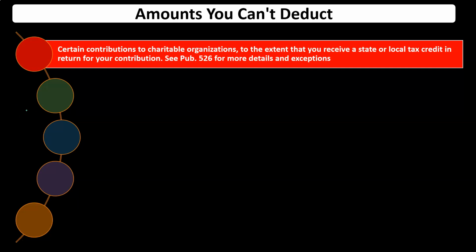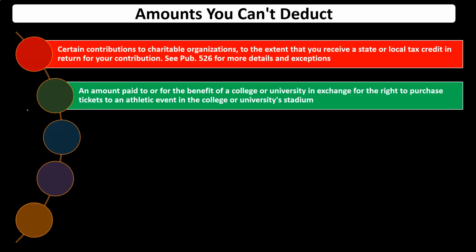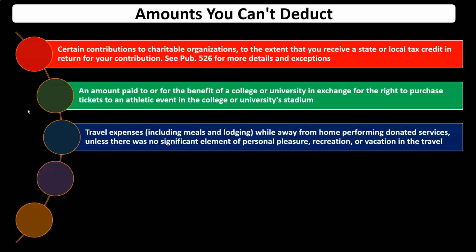So if you get a credit for the contribution, then you're basically getting a benefit from the state. You might be getting basically the money back in some cases, and you can't take a deduction on top of that after already having gotten the benefit from the state. Next, an amount paid to or for the benefit of a college or university in exchange for the right to purchase tickets to an athletic event in the college or university's stadium. You can't have a deal where you're getting something in return and act like you're not getting something in return. That's not a gift, that's going to be a market transaction. So if you give a gift and they give you tickets to a game, that looks a whole lot like a transaction rather than a gift.